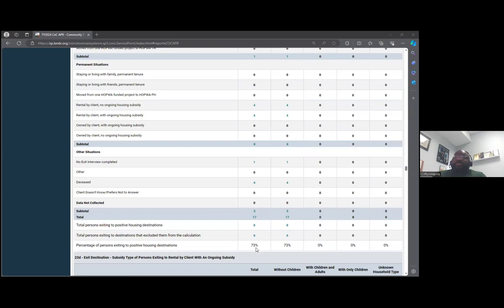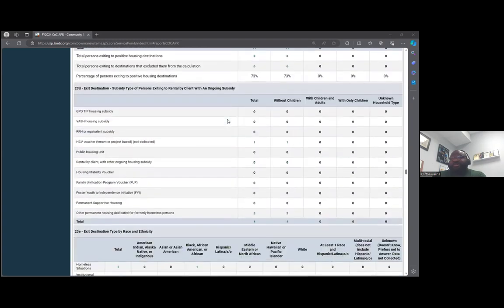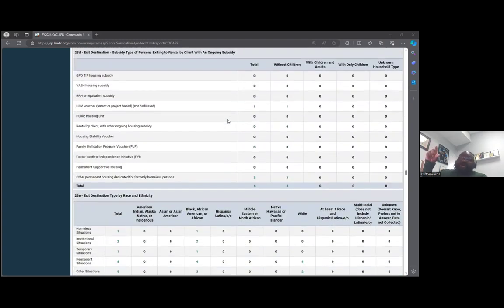So this one would be 73% because it's 8 people exiting to a permanent destination. Now, if you're transferring somebody to a different project, or they're getting a public housing voucher or a voucher of some kind, they should be in this client rental by client with ongoing housing subsidy. When you answer that question, it brings up a separate box that asks what the subsidy type is. You have to have a value in that subsidy type. If you don't, the report is going to be kicked back, right?